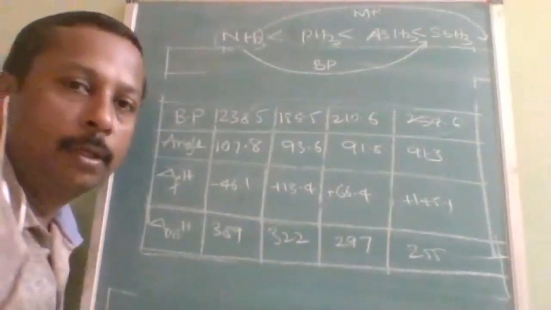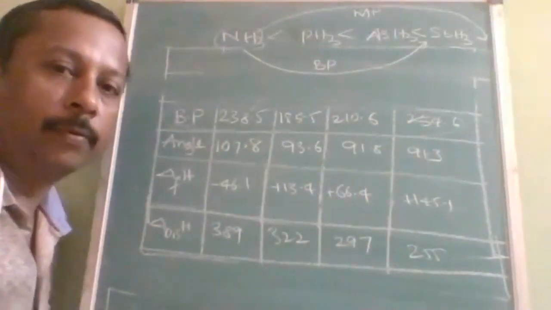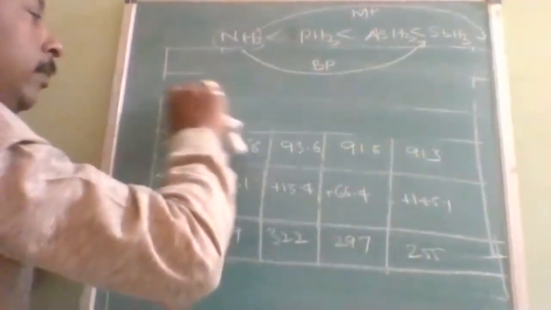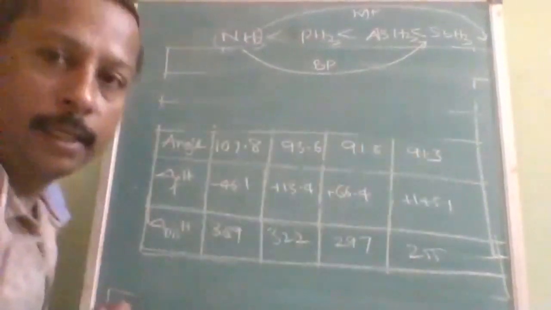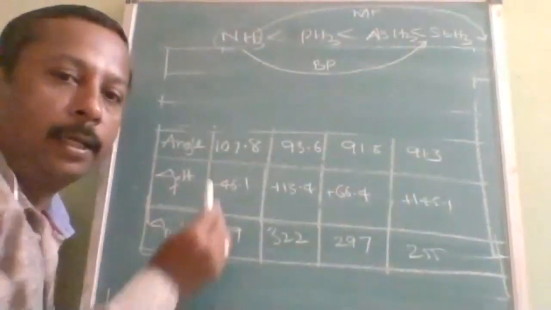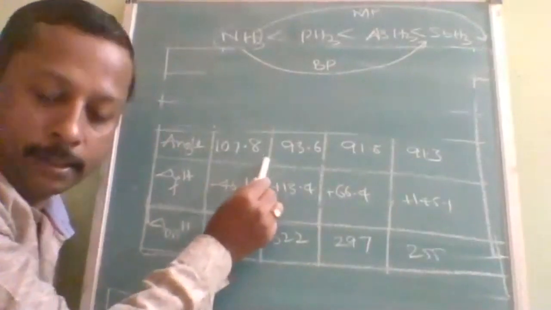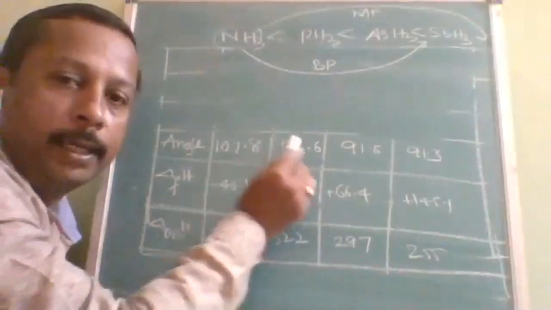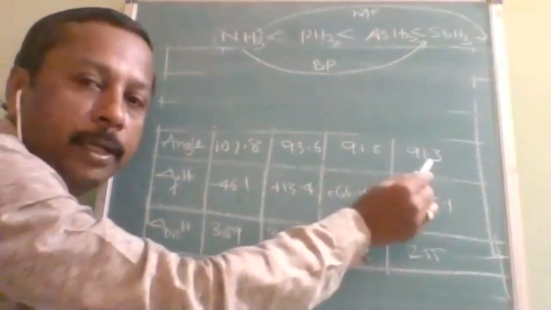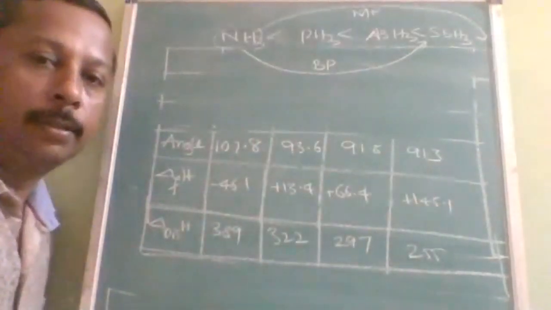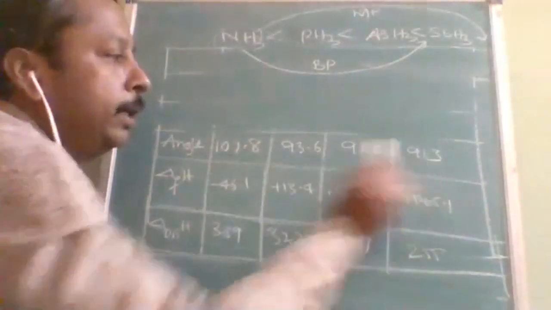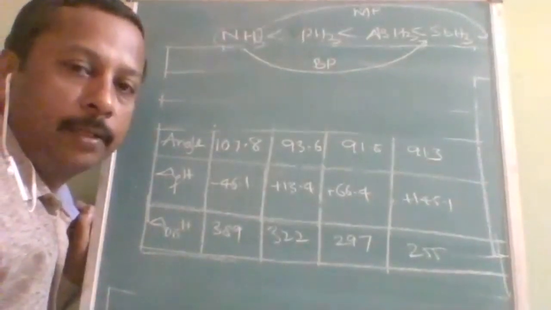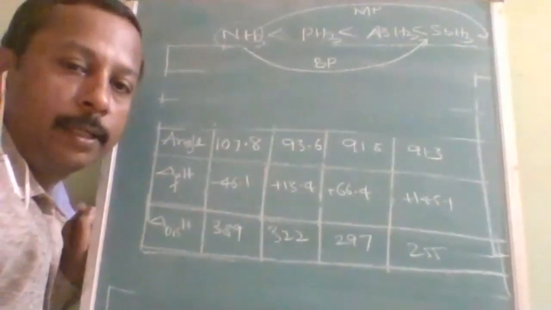Is it understood? Now let us start with the bond angle point of view. What is the next question? The next question from the NCERT table is based upon the bond angle. See here, 107.8, 93.6, 91.8 and 91.3. Okay, so here it keeps on decreasing. Now the question is why it is decreasing. What is the question? Why is the bond angle decreasing?